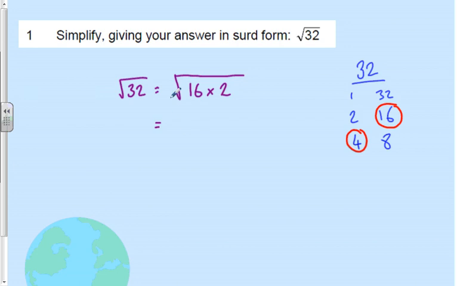Now we also know from surds and indices we can separate that. That means that the square root of 16 times the square root of 2 is equal to the square root of 32. And now we can simply simplify that. The square root of 16 is of course 4, and we can multiply that by root 2. And there's our answer. Root 32 is equal to 4 root 2.